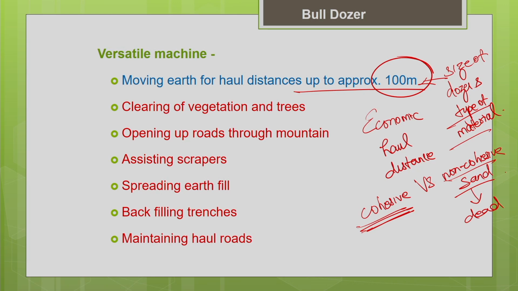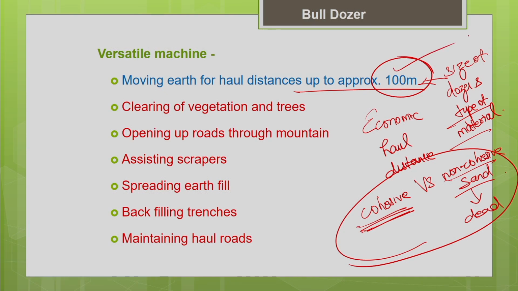What haul distance is possible depends upon the size of your bulldozer, and it also depends upon the type of the material which you are going to push with the bulldozer. So, commonly you can say the maximum haul distance is up to 100 meters. Apart from earth moving machine operation, you can use this machine for so many activities.